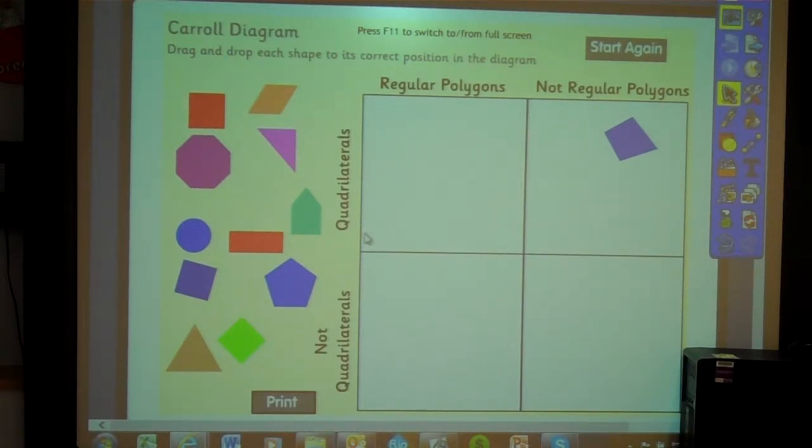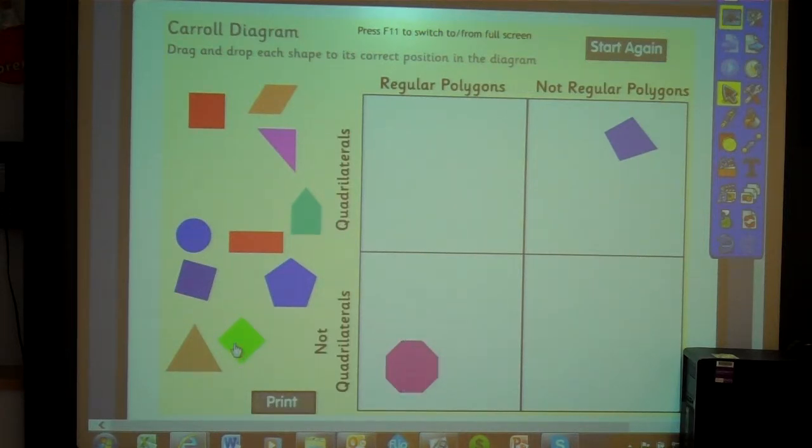So let's get something that is not a quadrilateral, i.e. it hasn't got four sides. This is an octagon, it's got 8 sides, so it's not a quadrilateral. It is regular, so I'm going to try and leave it here. Yes, I've got that one correct, so my two choices were correct. So I know that this octagon is not a quadrilateral, hasn't got four sides, and it is regular. All the sides are the same length.